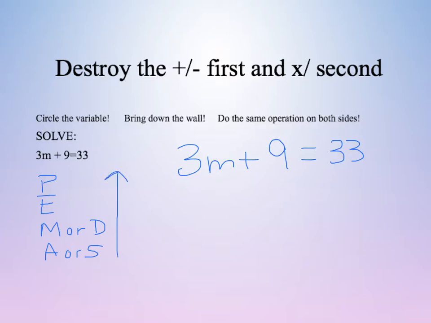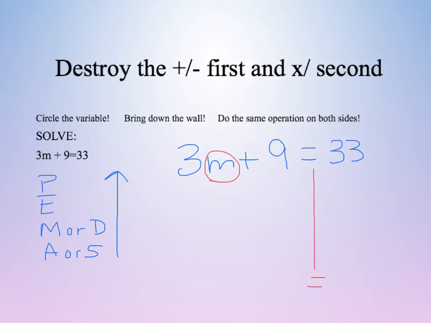How I kind of think of it is, if you think back to when you started school, what did you learn how to do first? You learned to add and subtract first. So that's where you're going to start. You're going to do the easy stuff first. So we're going to circle our variable, because we know that that's what we want to get by itself. We're trying to figure out what m is going to equal. Then we're going to bring down our wall and our equal sign.